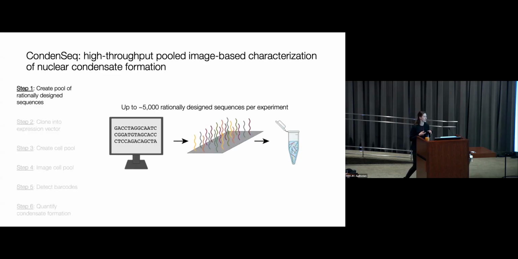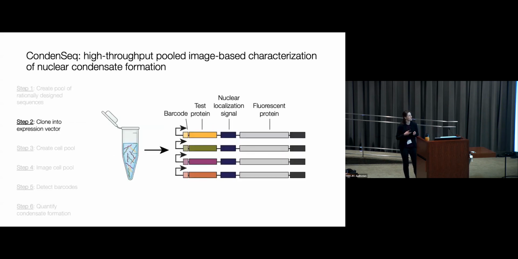So we start out by designing a pool of up to about 5,000 rationally designed sequences encoding proteins that we're interested in. So we synthesize these as DNA oligonucleotides in a pooled format. We then clone these into an expression vector that contains a few important components. So first, a barcode sequence, which is just a unique DNA sequence that uniquely identifies each protein. A nuclear localization signal. So right now we're looking specifically at condensate formation within the defined subcellular context of the nucleus. And then a fluorescent protein.